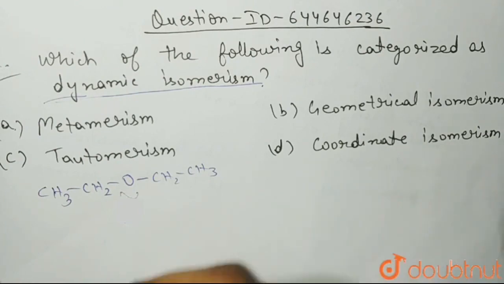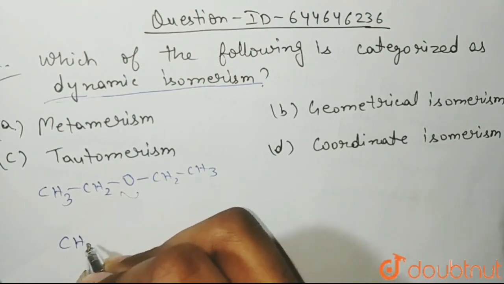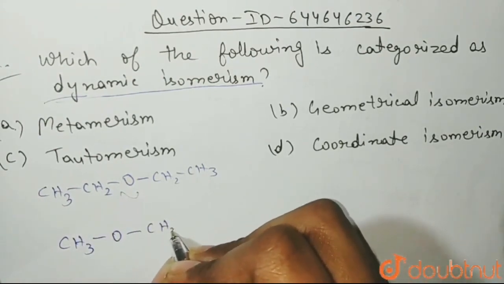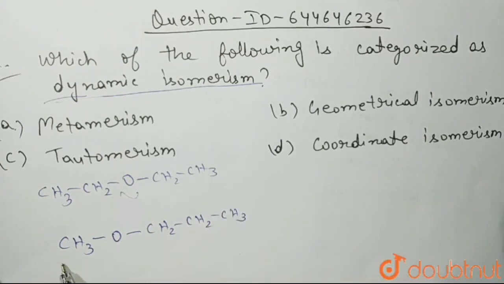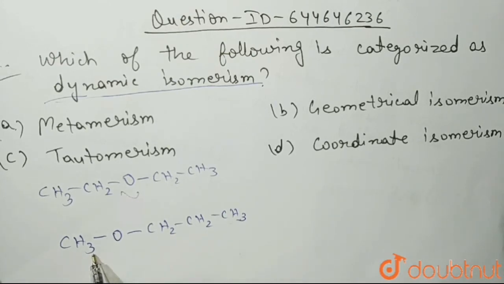Now if I write the metamer of this compound, I can write it this way. It will become CH3, oxygen, CH2, CH2, CH3. So what will be the name of this compound? This is a propyl group, this is a methyl group, so it will be methyl propyl ether. Now it was diethyl ether, it is methyl propyl ether.